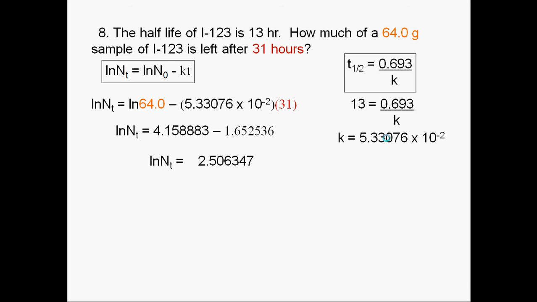In order to do that, I'm going to have to undo that natural log, which, if you recall from the very beginning of this lesson, we can do using that funny number E. So the E will undo the natural log, and then all I need to do to solve for my ending amount of iodine-123 is just do E to the power of 2.506347, which is 12.3. And I know that my units on that is grams because my starting number of 64 was also in grams. So I'm going to end up in grams as well.